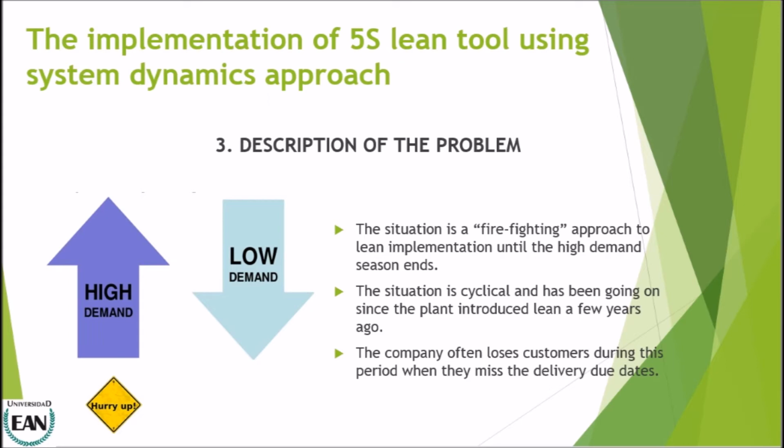The company experiences seasonal demand, and there are seasons of high and low demand. In the low demand season, the system copes well and items are properly sorted and kept in the right places. The plant is generally neat and tidy. The reverse is the case in high demand periods. The plant managers are overwhelmed and more concerned with meeting customer delivery due dates than with maintaining a well-arranged plant. The situation is a firefighting approach to Lean implementation until the high demand season ends.